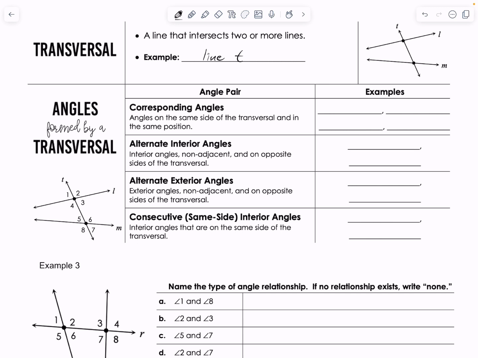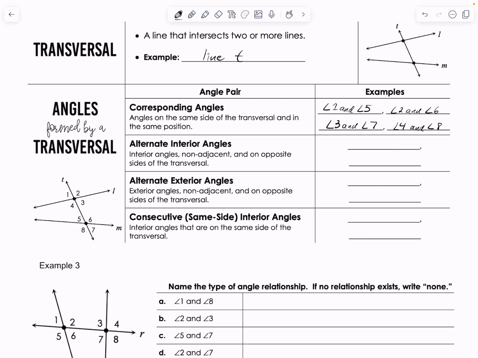I'll give you some examples of corresponding angles. Corresponding angles are angles on the same side of the transversal and in the same position. So like angle 1 and angle 5, those are corresponding angles. Angle 2 and angle 6. You can probably see where I'm going here. Angle 3 and angle 7. And finally angle 4 and angle 8. So those are called corresponding angles.